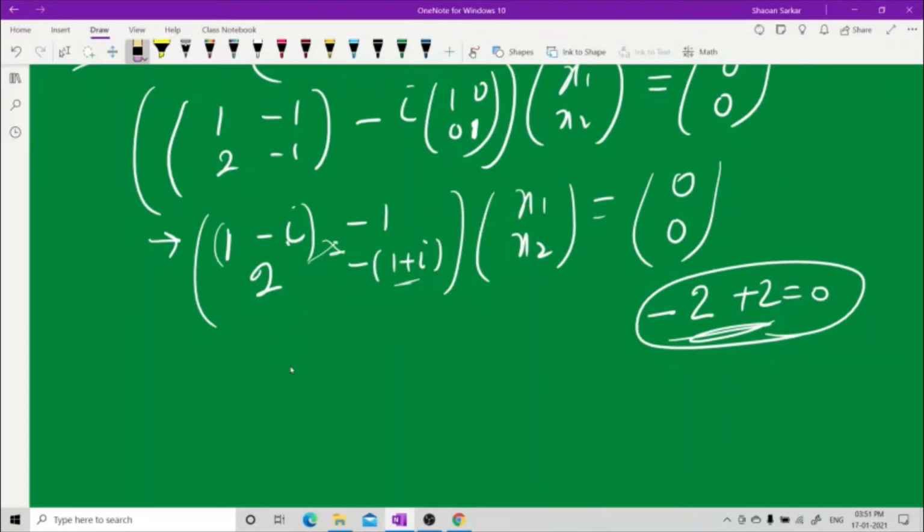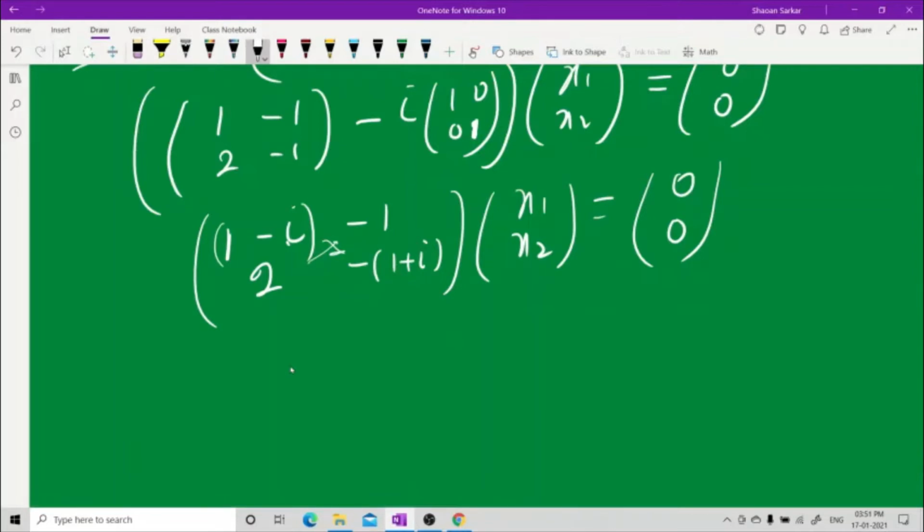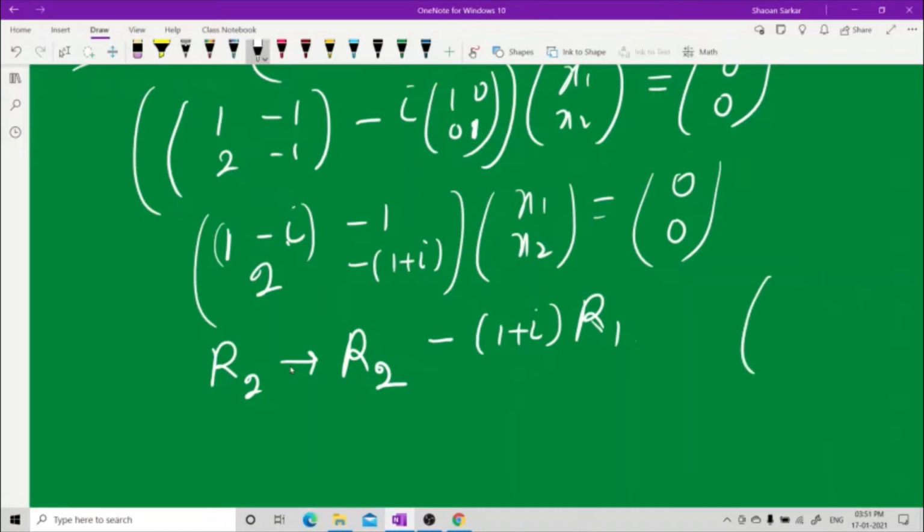Wait a minute. So what I do is, let me rub all this. Now what you have to do is R2 is to be replaced with R2, and then minus 1 plus I R1. So if you do this, the first row, see, I'm doing it in the first row, will become minus 2, and this will become minus 1 plus I. And in the second row, you already have this. So you just have to subtract, and this will become 0. That's the way you have to do it.